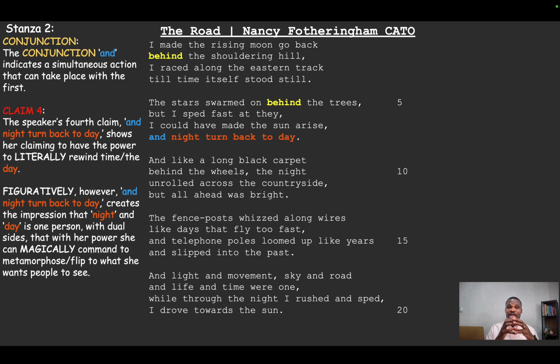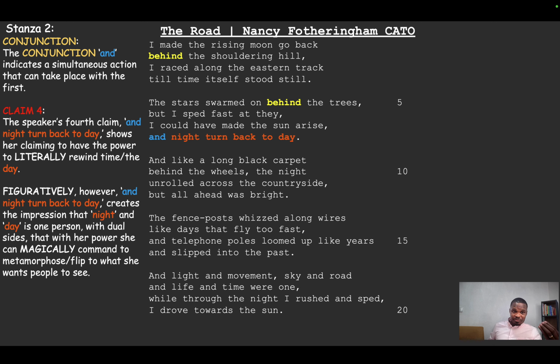Then we see the use of conjunction as well. So the conjunction and indicates a simultaneous action. So I could have done this, and so it's again a power move. I can do A and B at the same time. So and indicates a simultaneous action that can take place with the first. So I don't need time to make the sun arise and after that turn night back to day. No, I can do both actions at the same time.